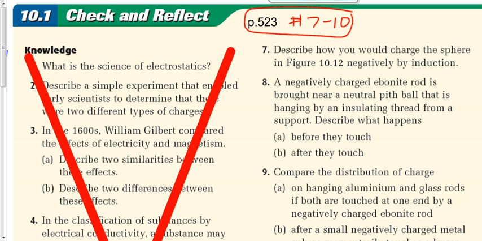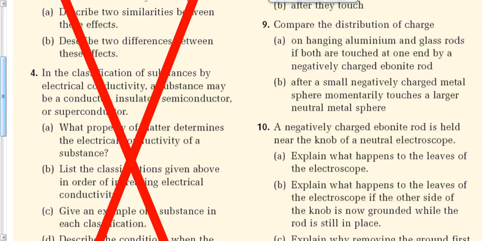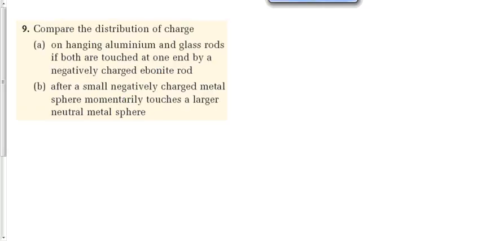And what was the other one? Number 9 we need to go over? Compare the distribution of charge on a hanging aluminum and glass rod if both are touched at one end by a negatively charged ebonite rod. That's a good question. Let's draw a picture.